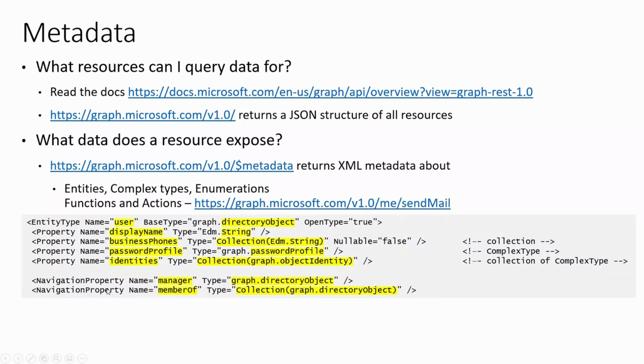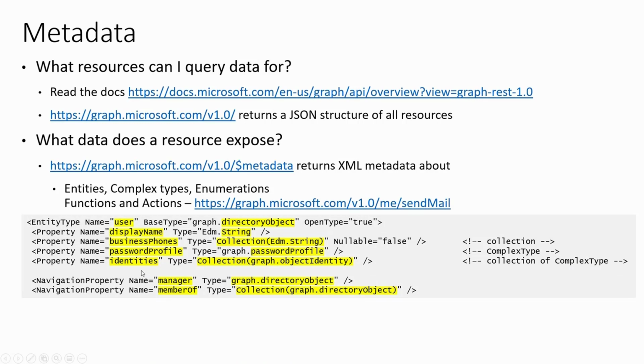When you look at this and navigate, if we take user as an example, look at the entity type user, it will say that, well, I derive from something called directory object. That makes sense because, I mean, it is a directory object. I picked a few properties here, like display name, that's a simple property. It's just a string. Business phone, that's a collection of string. So it's just going to be like a collection in JSON.